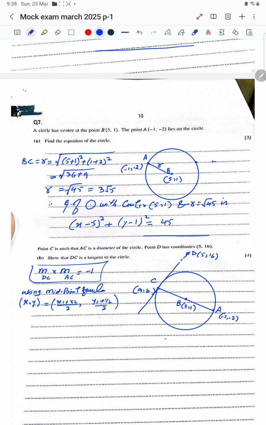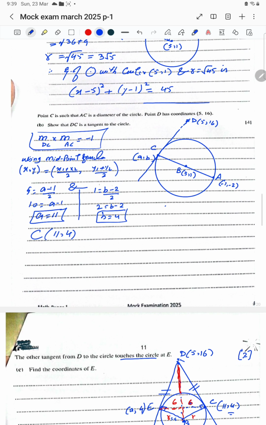So I will get the coordinates. For the x coordinate, like A, B: x is here 5, equal to (A - 1) by 2, so 10 is equal to A - 1, so A will be 11. So the x coordinate is 11, and similarly we can go for y. 1 is equal to (B - 2) by 2, so 2 is equal to B - 2, so B will be 4. So the coordinates are (11, 4). Now with the help of this coordinate we can easily find the gradient.